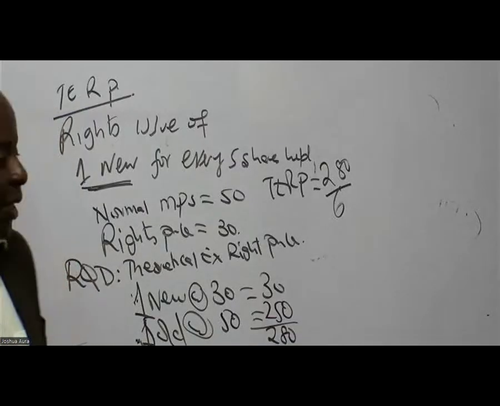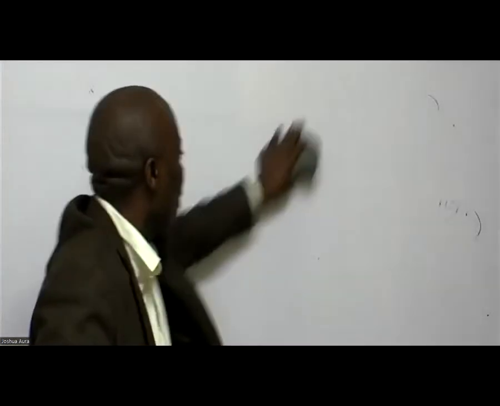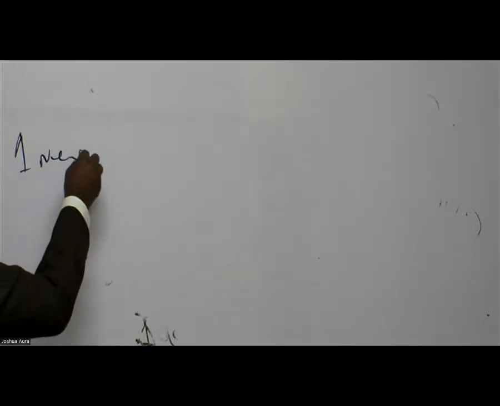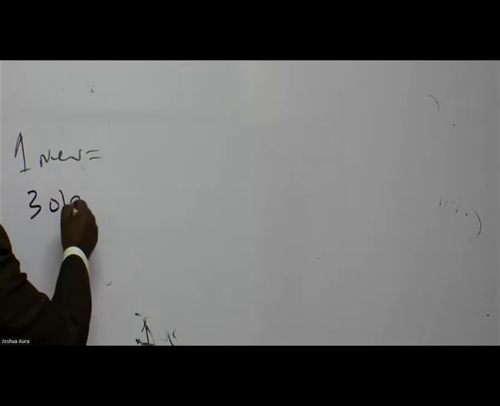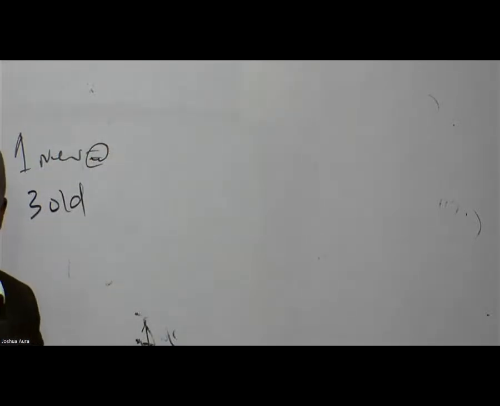One new at 60. You can even see Lucy is giving us the figure. One new for what here? Somebody? One new for 3 old. So one new and then 3 old. So one new at what price? The new shares need 60.